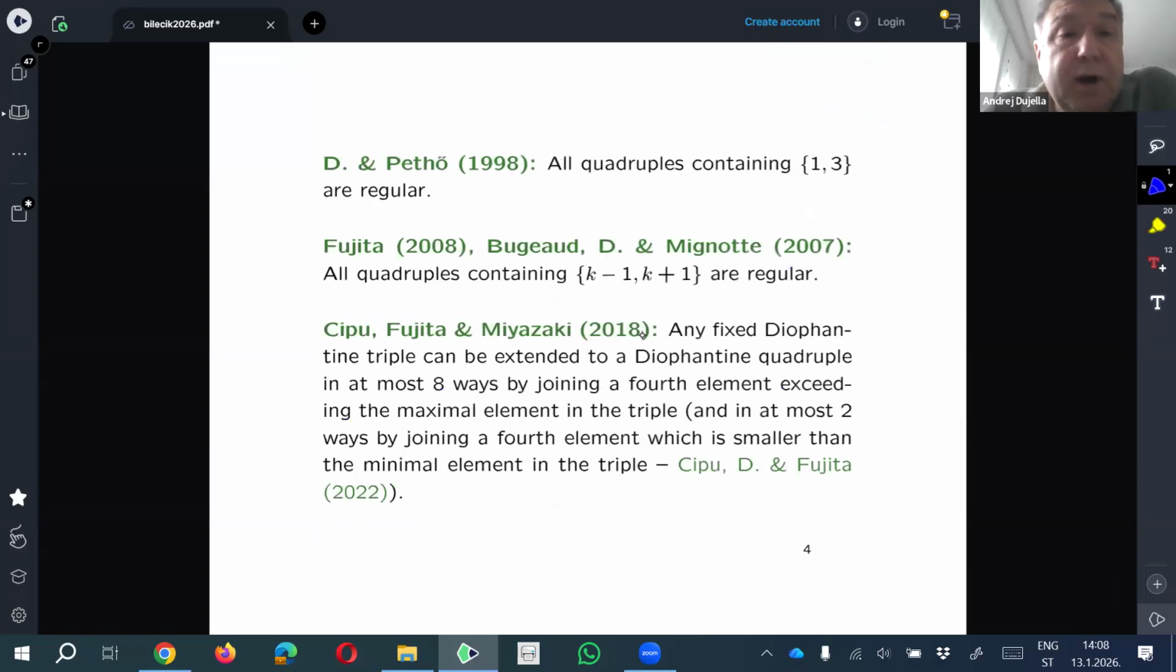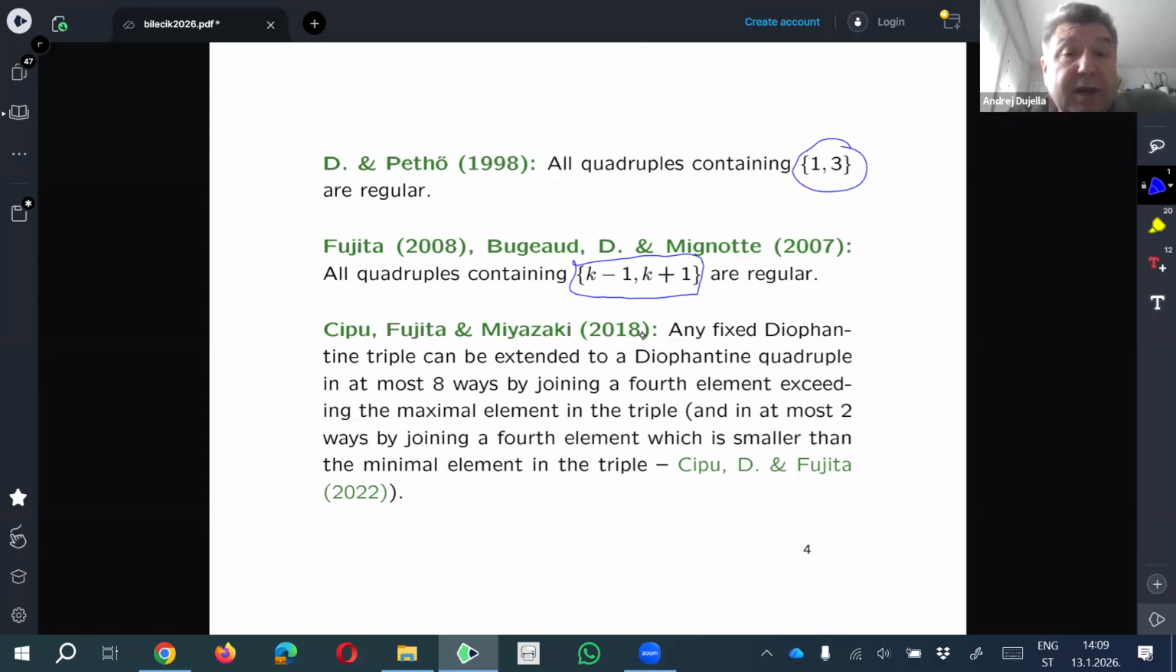For example, in joint work with Attila Pethő in 1998, we proved that all quadruples containing the pair 1, 3 are regular, which was quite generalized by Fujita, and for one particular case a result from joint work with Yann Bugeaud and Maurice Mignotte was needed. So the result is that all quadruples containing the pair k minus 1, k plus 1 are regular. But the conjecture is open, so what is the best known result in that direction?